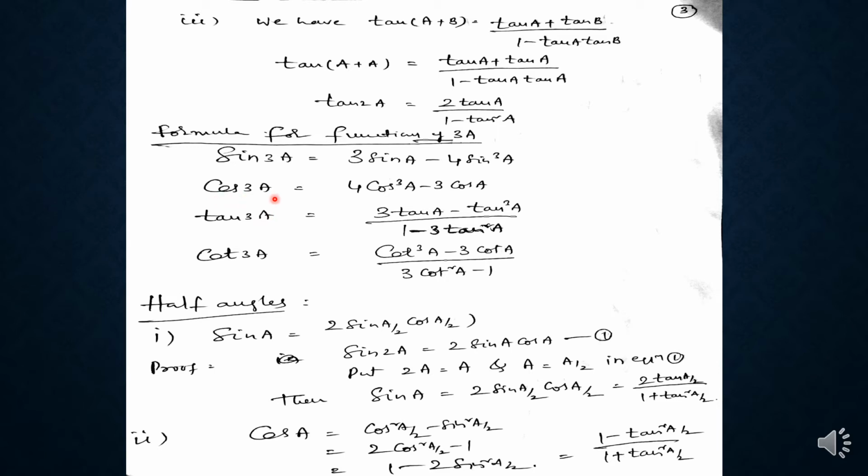And cos 3A is equal to 4 cos cube A minus 3 cos A. To prove this, it can also be written as cos of A plus 2A. So this is in the form of cos of A plus B. What is cos of A plus B? Cos A into cos B minus sin A into sin B.